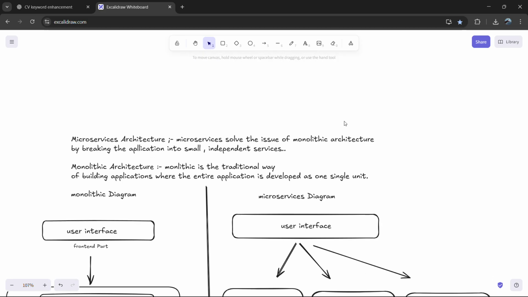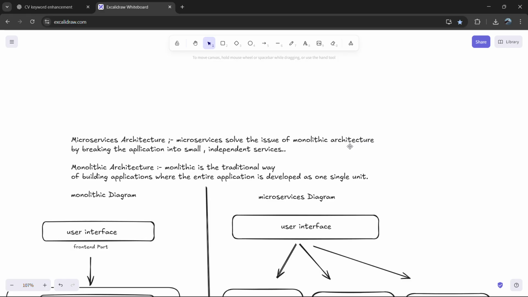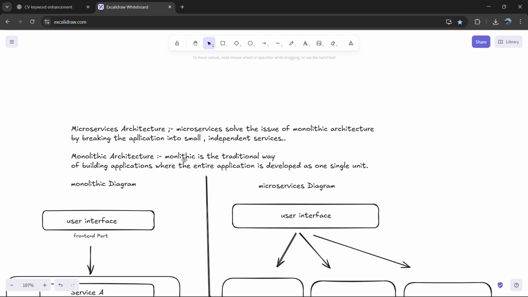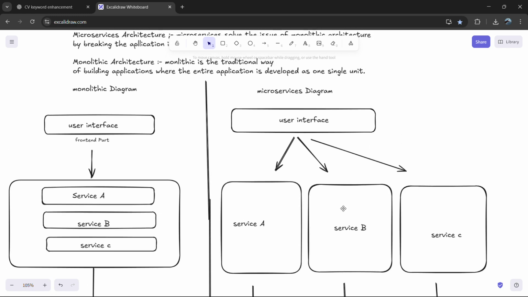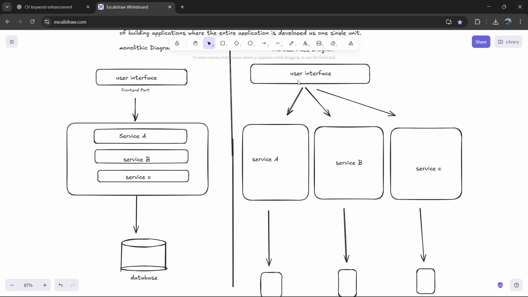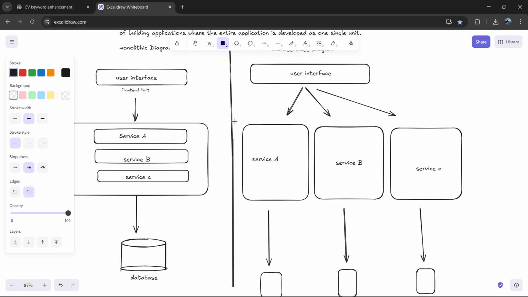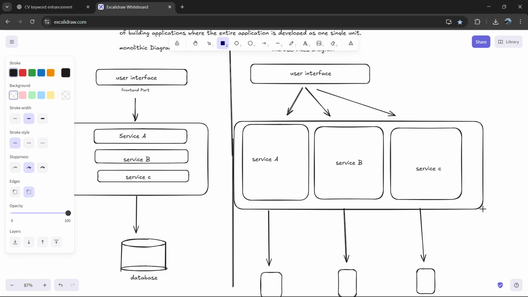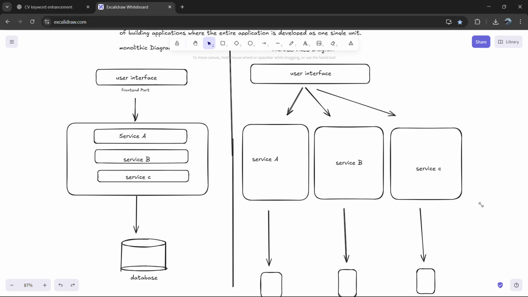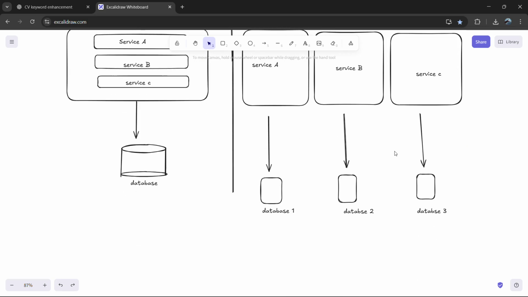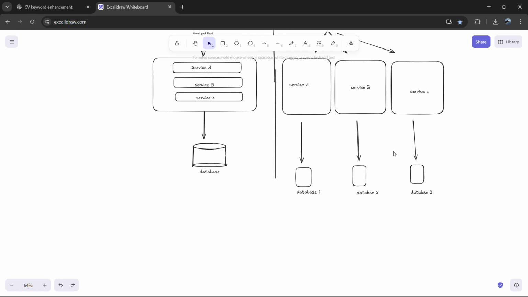But microservices architecture solves the issue of monolithic architecture by breaking the application into small independent services. So this is the diagram of our microservices architecture. This is the user interface. But in this, we will break our backend system into different parts. There will be different logic for service A, different logic for service B, and different logic for service C. And there is a separate database for every service.